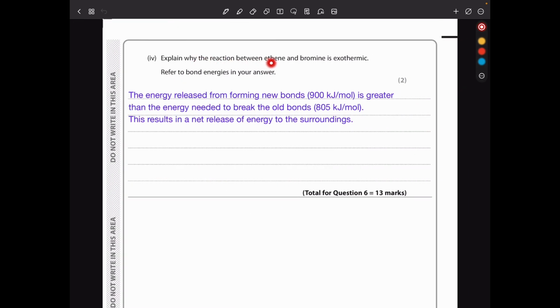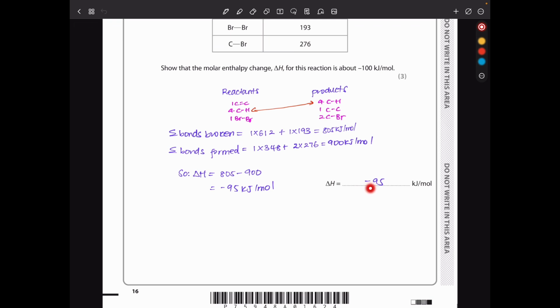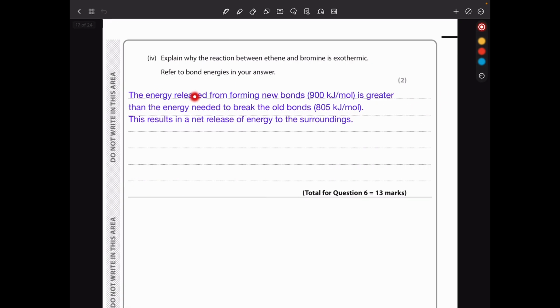Then explain why the reaction between ethene and bromine is exothermic. Refer to the bond energies in your answer. So in the answer we can see this is a negative value, meaning it's exothermic. That means the total bonds that are broken, the endothermic step requiring breaking of the bonds, the energy required was less than the energy released as the bonds formed. So I say the energy released from forming new bonds is greater than the energy needed to break the old bonds. This results in a net release of energy to the surroundings.